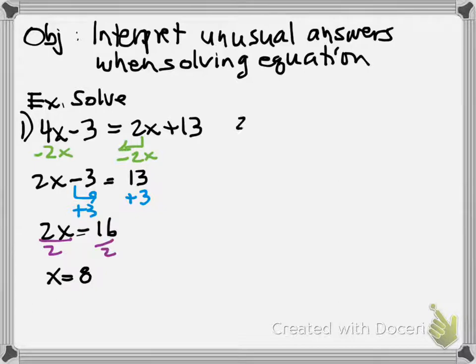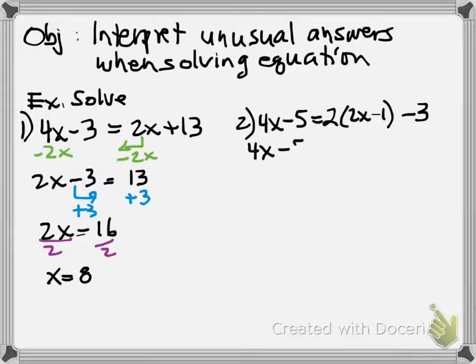All right, so here comes the second equation. 4x minus 5 equals 2 times the quantity 2x minus 1, all of that minus 3. All right, so am I ready to do opposite operations already? No, I got some parentheses. I'm going to have to deal with that first. So on the left side, nothing's going to change because I can't simplify 4x and 5. So what I am going to do, though, is distribute.